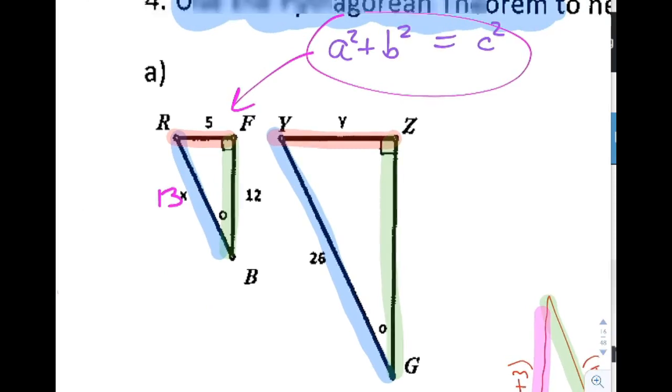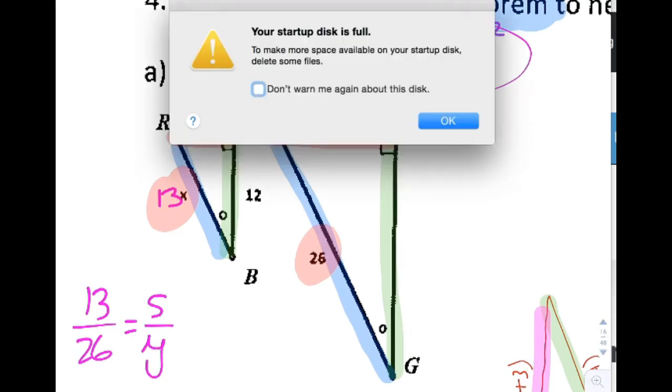Now that I know that that's 13, I now have two corresponding parts. The blue and the blue I both know. So 13 over 26 can be a ratio. So 13 over 26 equals red over red.